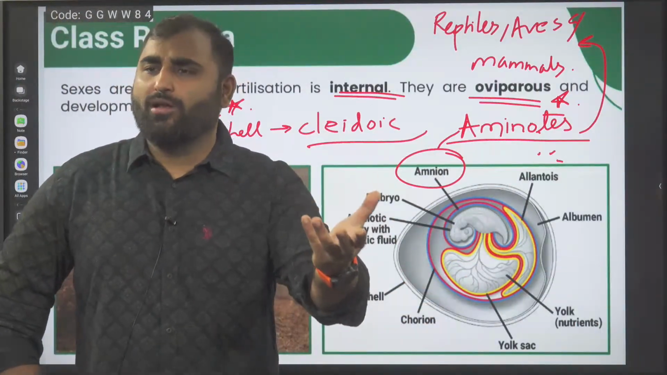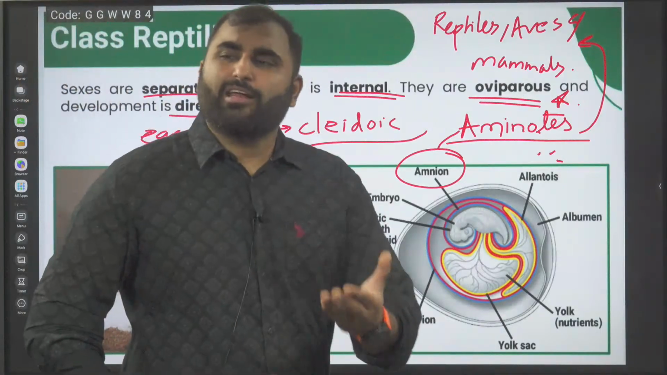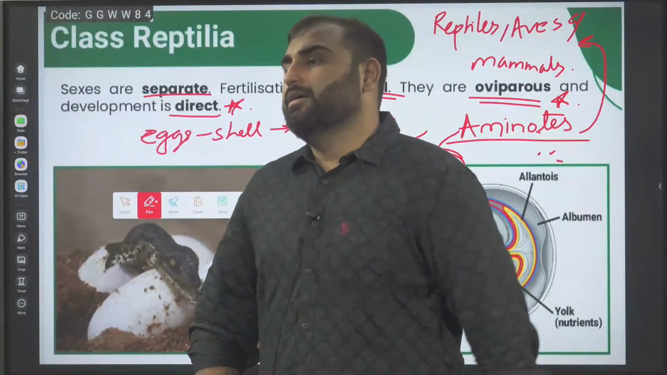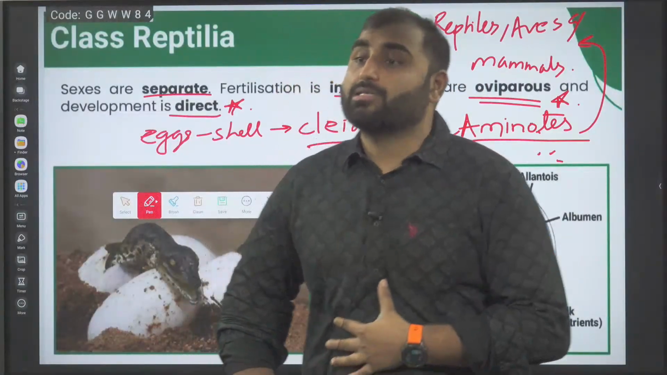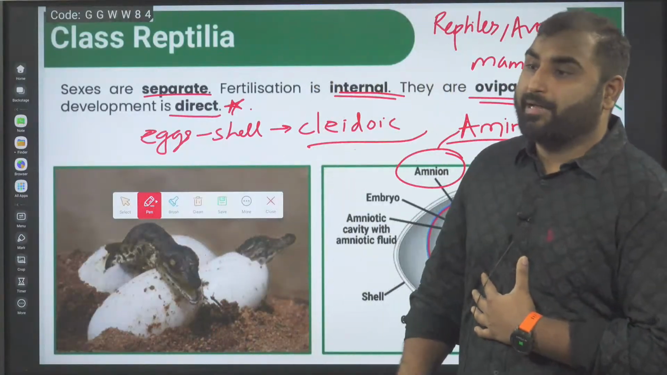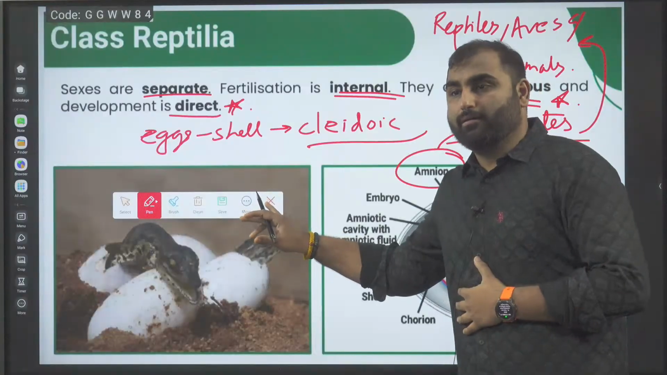That process you call it as what? Parthenogenesis. Right? So some of the reptiles also show parthenogenesis, reproduction giving young ones without fertilization. That is a rare case seen in the reptiles. Am I clear? But you remember the general points as per the NCERT.